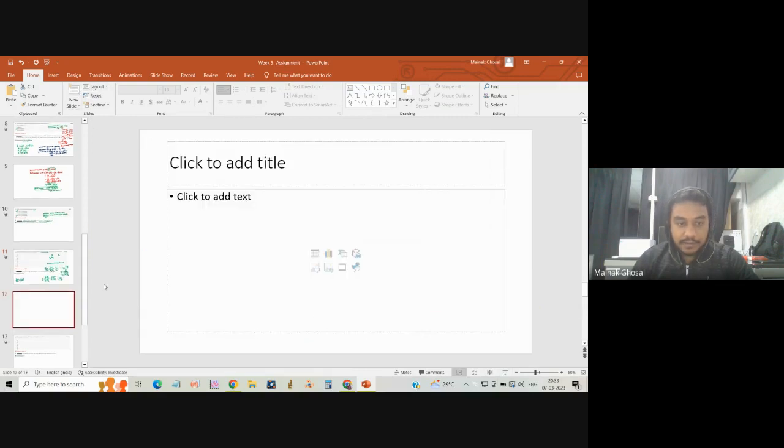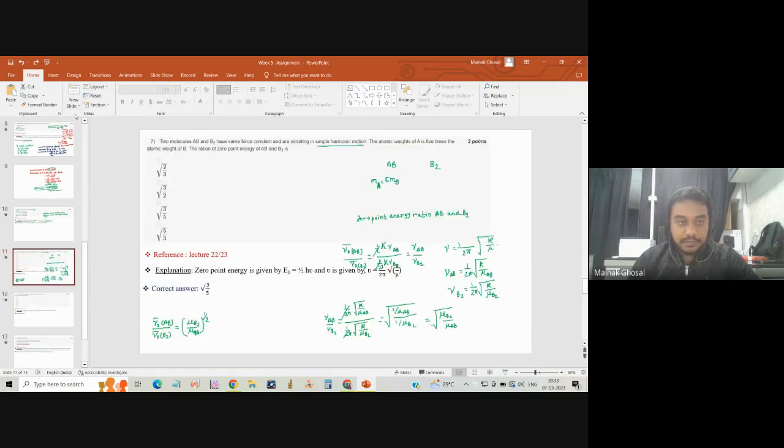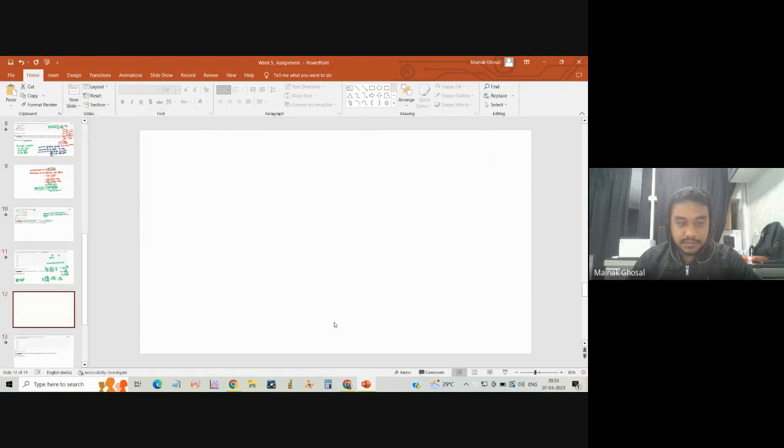So I will do the rest of the math here. What I've got is that ν0(AB) by ν0(B2) will be equal to (μ of B2 by μ of AB) whole to the power half, right?